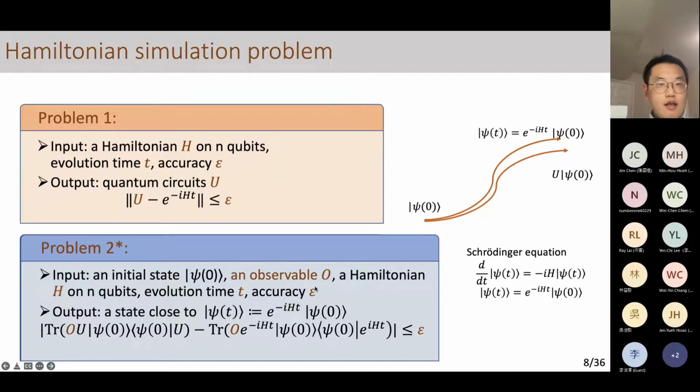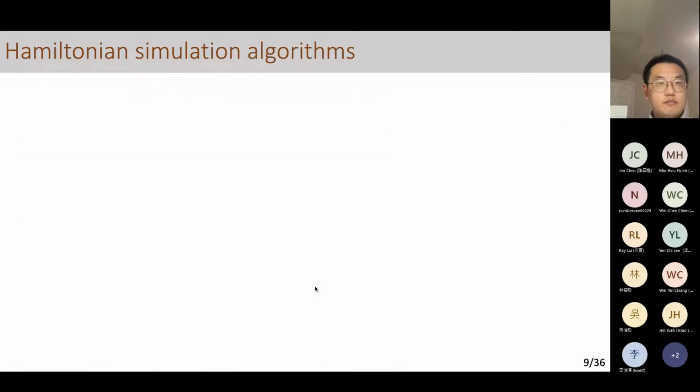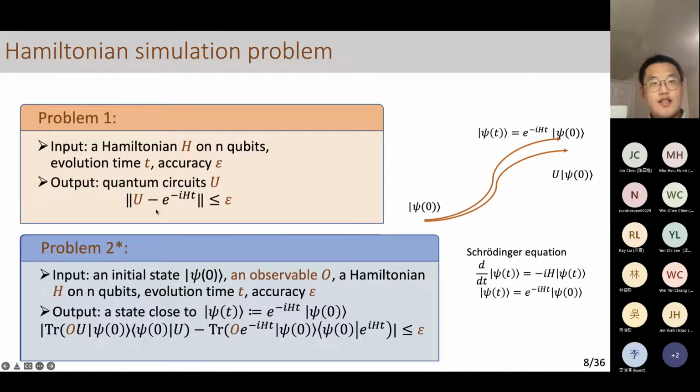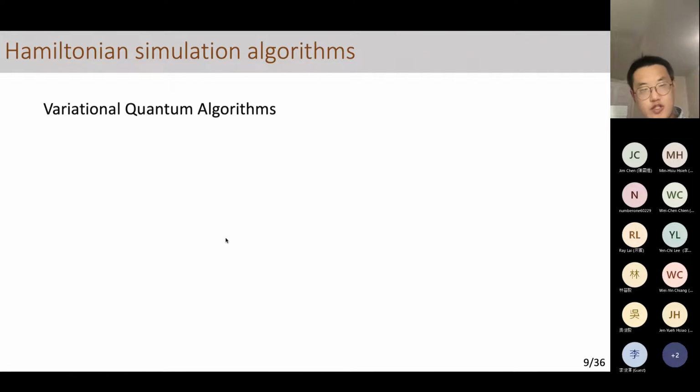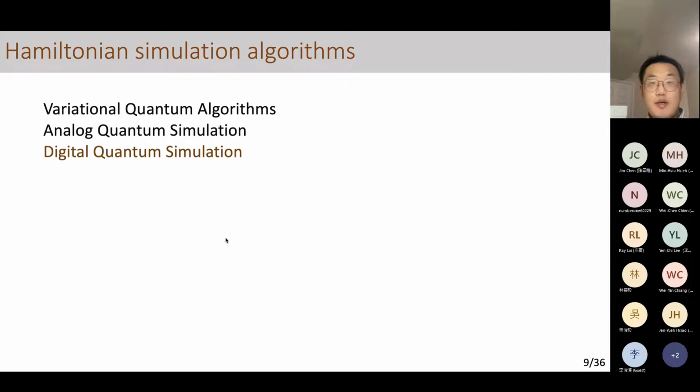Okay, and the next problem is how to construct this approximate evolution, this approximate quantum circuit U. There are a lot of different ways to do that, like variational quantum algorithms, or analog quantum simulation algorithms. But today I will mainly focus on the digital quantum simulation algorithms.